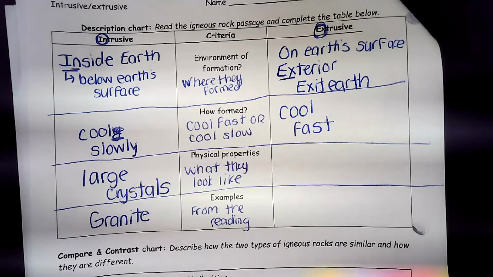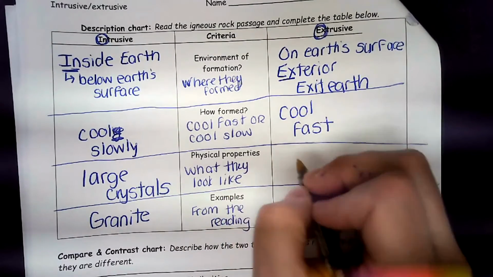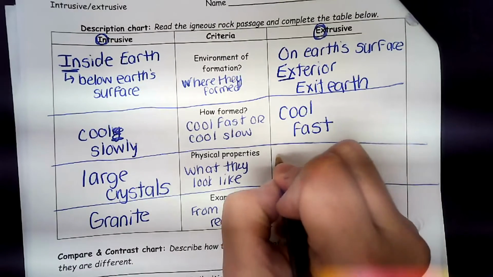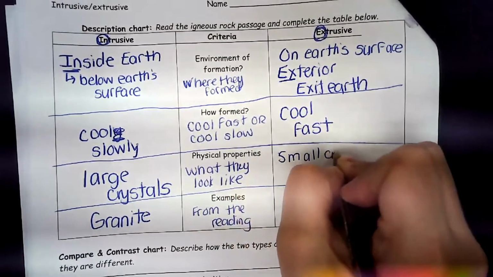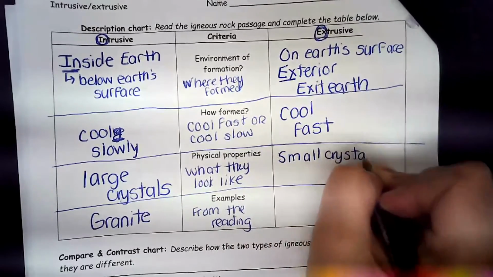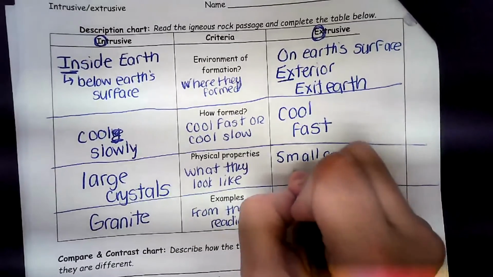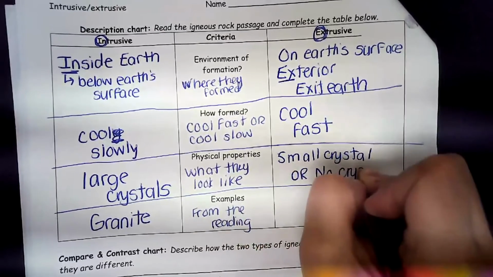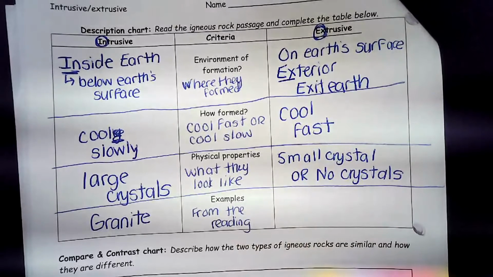Because it cools fast, what are the physical properties? What does it mean to be glassy? Too complicated for these notes. Now, small crystals. In fact, this was not included, but I want you to add it. So small or no crystals. So make sure you have that.